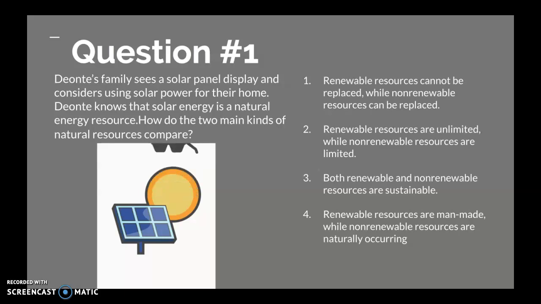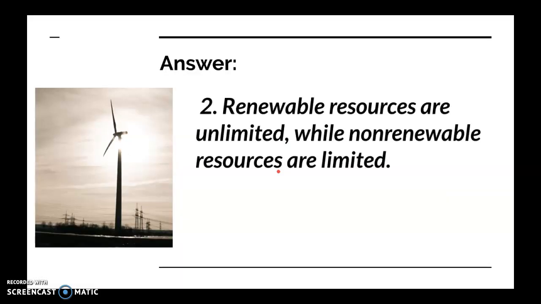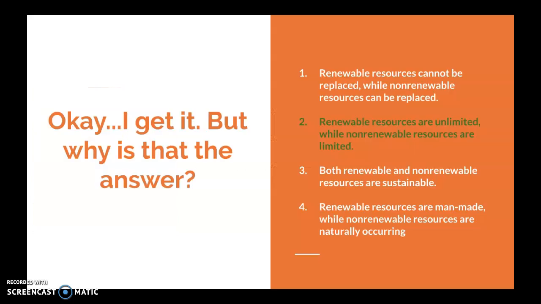Okay, so here were your options. Here was the right answer. Renewable resources are unlimited, while non-renewable energy resources are limited. Let me go into why. So you may be, okay, I get it, but why is that the right answer? Well, renewable resources cannot be replaced, while non-renewable resources can be replaced. Okay, we cannot commit to that answer. What we can say is that renewable resources are unlimited, while non-renewable resources are limited.